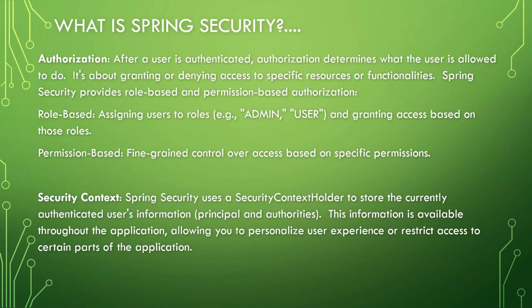Spring Security provides role-based authorization as well as permission-based authorization. In role-based authorization, you assign users some roles, like admin or user, and then you grant access based on these roles only. All the users tagged to a particular role will be authorized and allowed to access those particular resources.